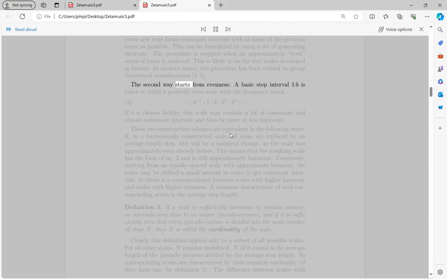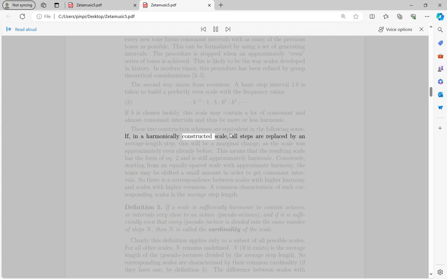The second way starts from evenness. A basic step interval 1:b is taken to build a perfectly even scale with the frequency ratios 1, b, b^2, b^3, and so on up to 2. If b is chosen luckily, this scale may contain a lot of consonant and almost consonant intervals and thus be more or less harmonic. These two construction schemes are equivalent in the following sense.